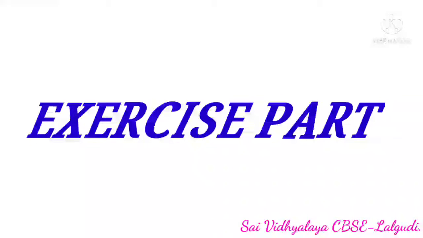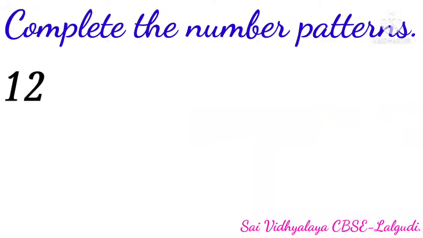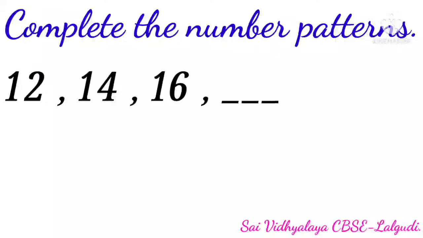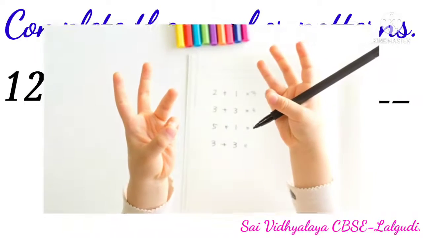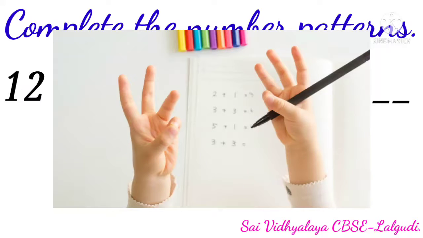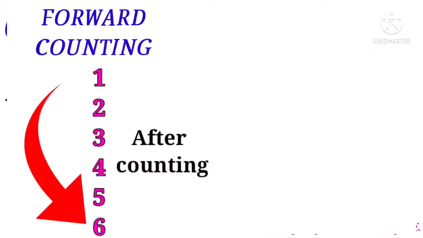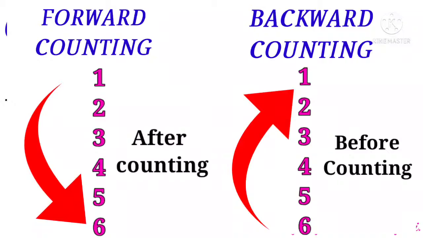Let's move on to the exercise part. 12, 14, 16. We have to fill these two blank spaces to complete this pattern. We can find the numbers by using finger counting method. For that, first we have to find whether we have to do forward counting or backward counting.